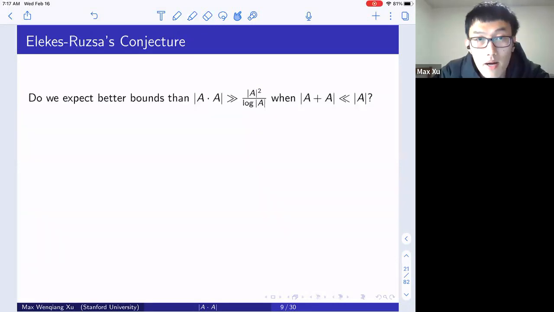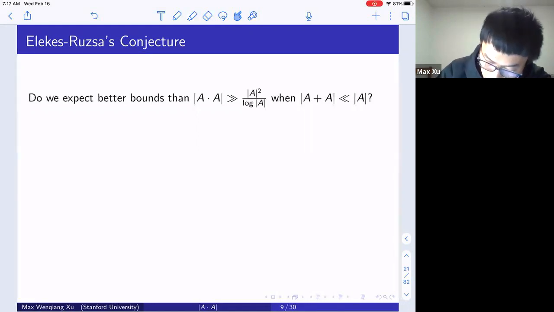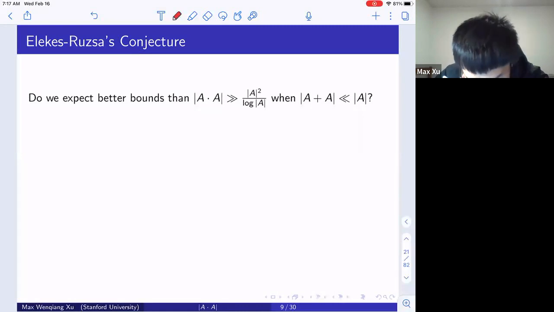do we expect better bounds, or is that already the best we can do? So as long as we assume that A plus A is smaller than a constant times A, do we expect that the best we can do is just A squared over log A? Can we break through this log A factor? And the answer is we can do better.